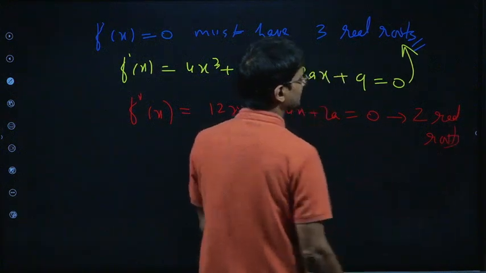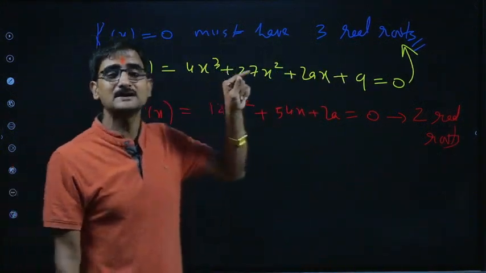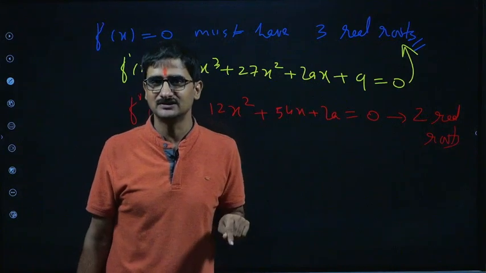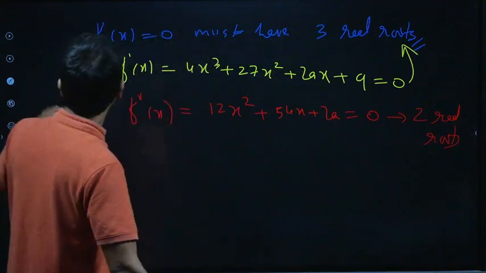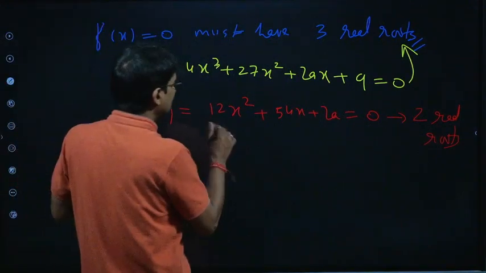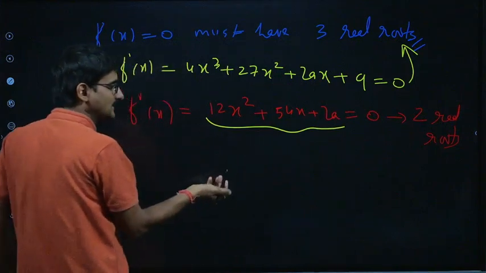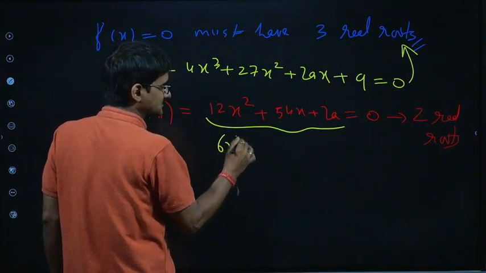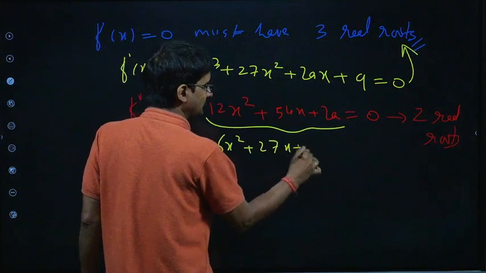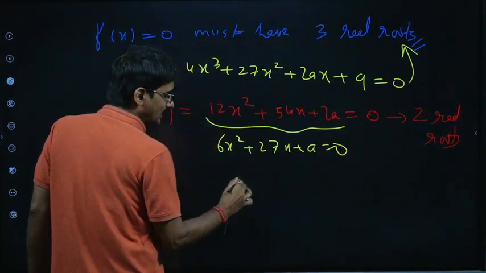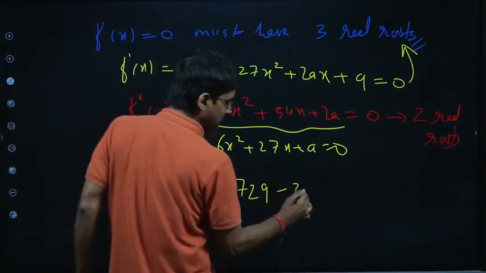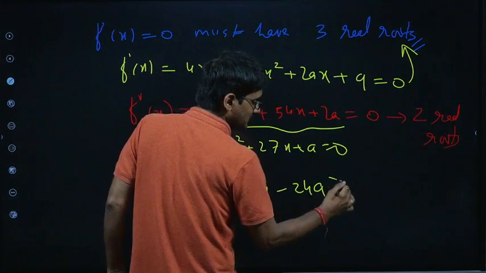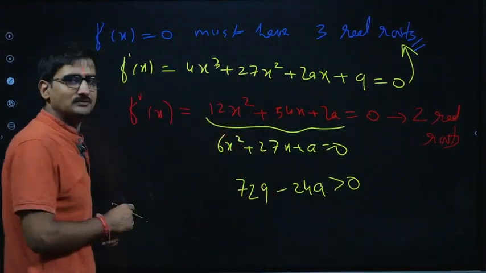Then only this curve will have 2 turning points. That's the bare minimum condition, not the sufficient, it's the necessary condition. Okay, so now for this to have 2 real roots, it's a quadratic D. So I can write it as 6x square plus 27x plus a equal to 0. So 27 whole square, 729, minus 24a should be greater than 0, not even equal to 0.